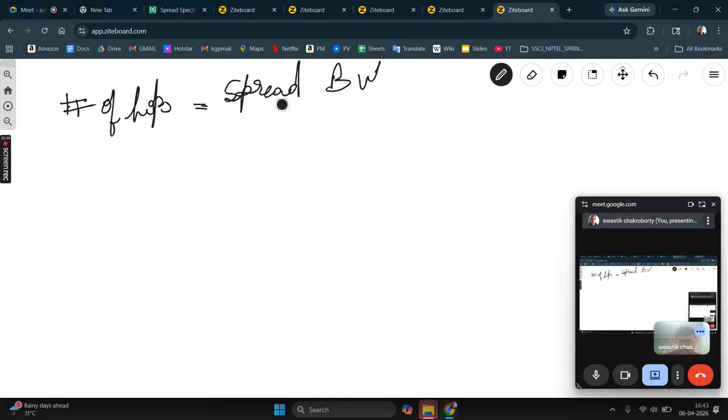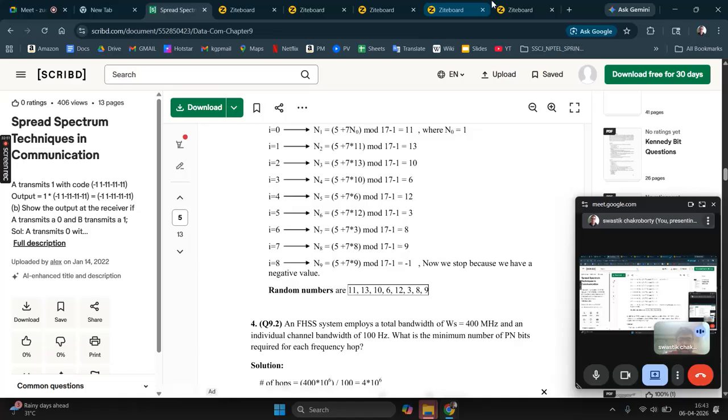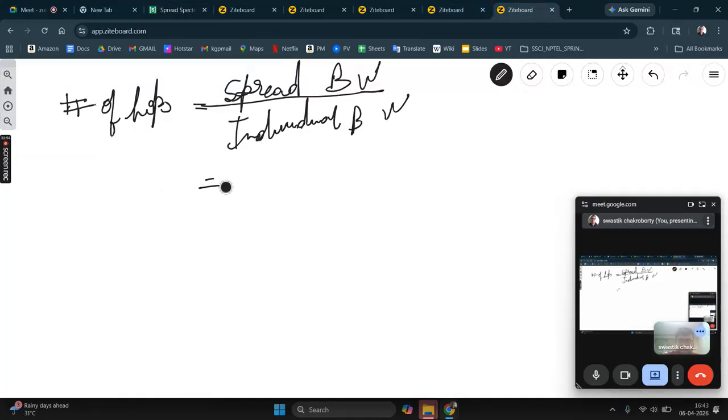So the number of hops will be equal to the spread bandwidth divided by the individual bandwidth. So the spread bandwidth is 400 mega and the individual bandwidth is 100. So 400 mega, or 400 into 10 to the power 6, by 100.